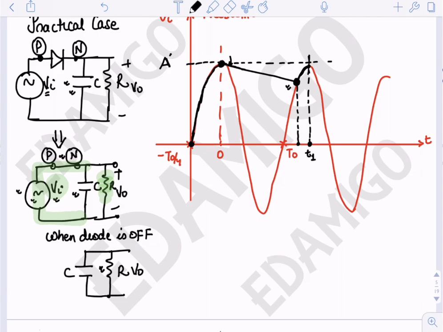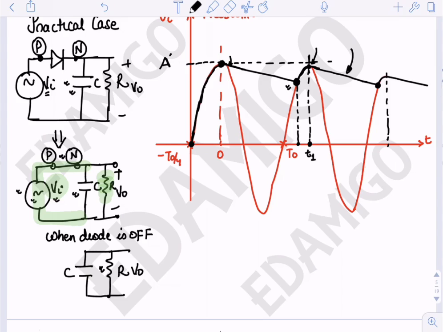Okay, so till this time instant only. At this time instant also, we can see that the input is trying to go less than the output, or the voltage across capacitance. So the diode will turn itself off and the capacitance voltage will follow this. It will discharge through the resistance, and again it will get charged to the maximum point, and again it will follow like this. Okay, so this will be the output voltage as I have drawn with the black color.